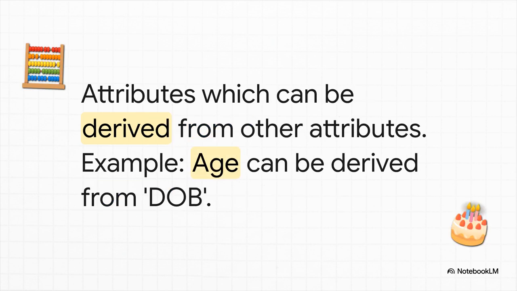And finally, we've got derived attributes. Now, this one's pretty clever. It's a way to be more efficient. An attribute like age doesn't actually need to be stored in the database at all. We can just calculate it whenever we need it, using the date of birth. This keeps our database clean and stops us from storing redundant, unnecessary data.